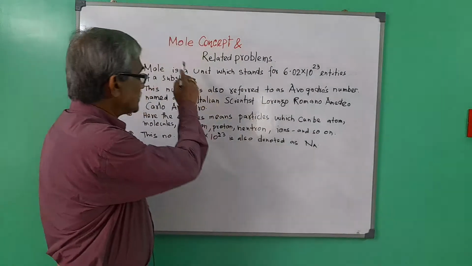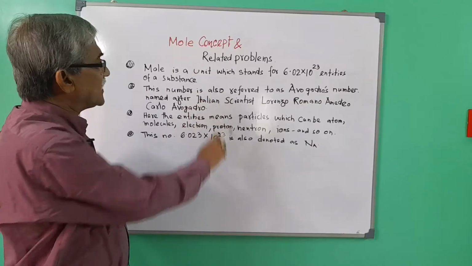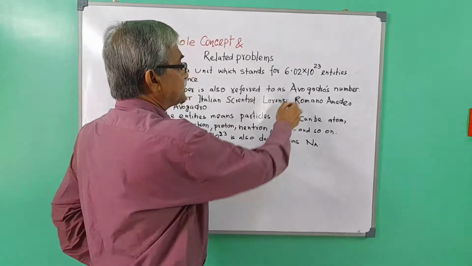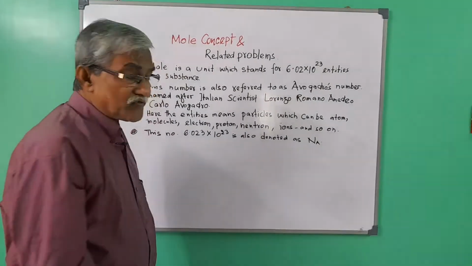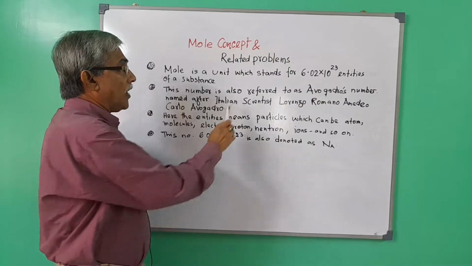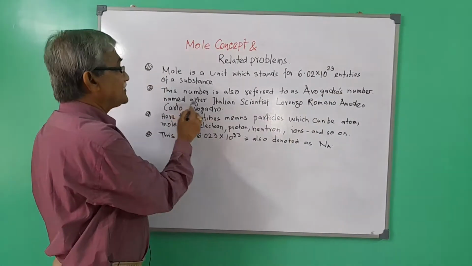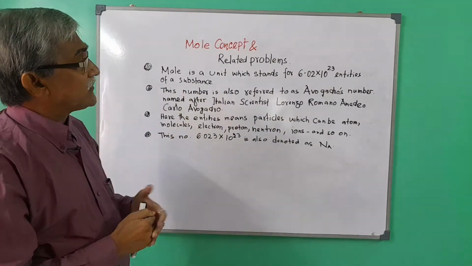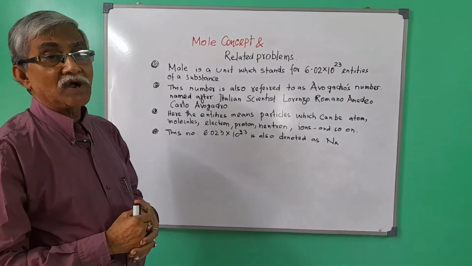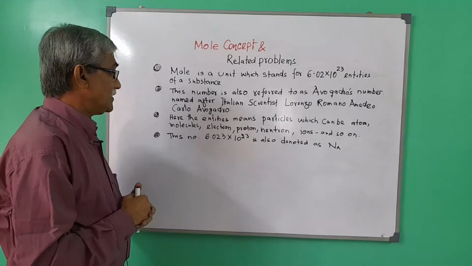Today's topic is mole concept and the related problems. You know, mole is a unit which stands for 6.02 into 10 to the power 23 entities of a substance. This number is also referred to as Avogadro's number, named after the Italian scientist Lorenzo Romano Amedeo Carlo Avogadro. He introduced this in the year of 1811.